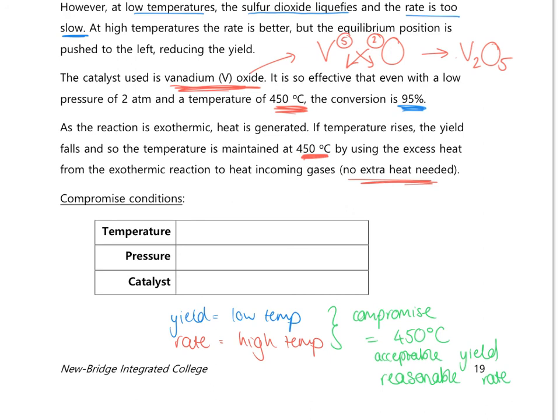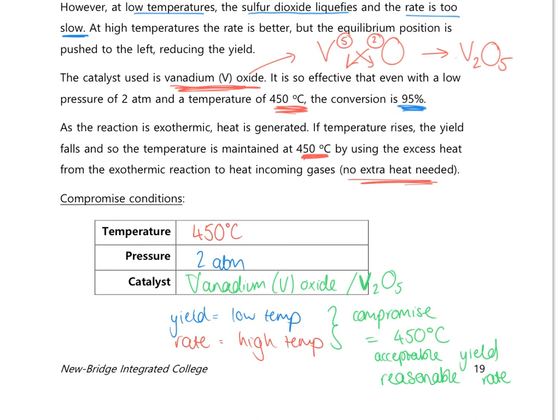So your temperature is 450 degrees C. Your pressure is 2 atmospheres. And your catalyst is vanadium(V) oxide, which is V2O5.